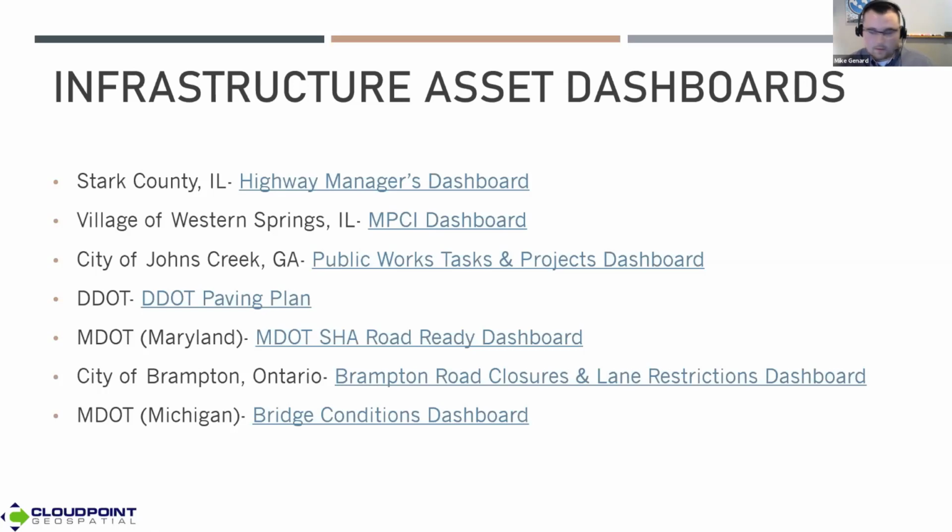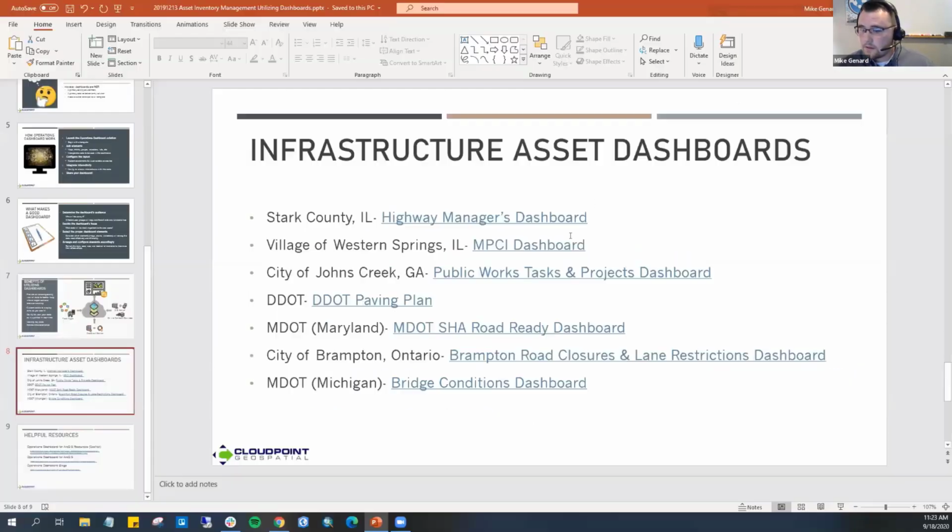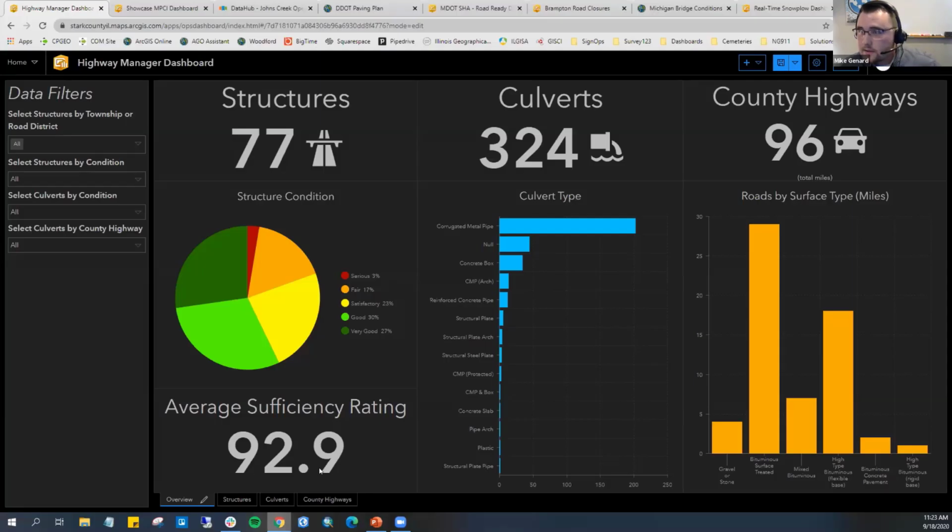Let me go ahead and exit, open up some of these. All right, so here is the Highway Manager dashboard, and this is for Stark County, Illinois. I like to show this one off just because it includes multiple assets that they're able to see within their one dashboard. So we'll use this as a model too, where we can go in and change some of the settings and play around with this.